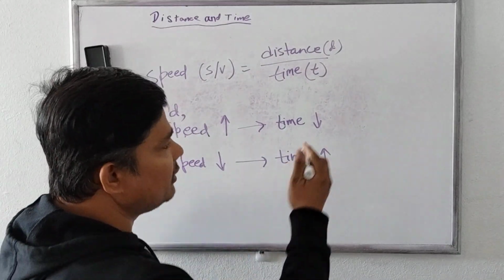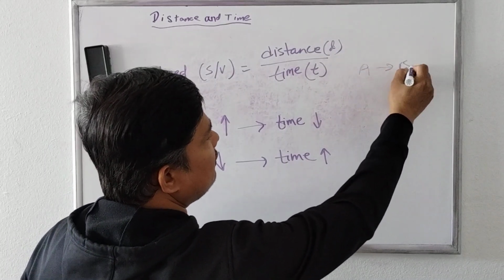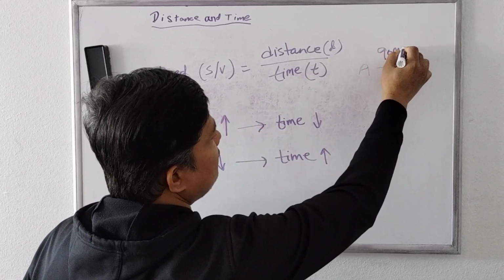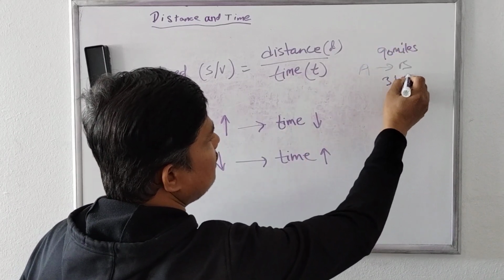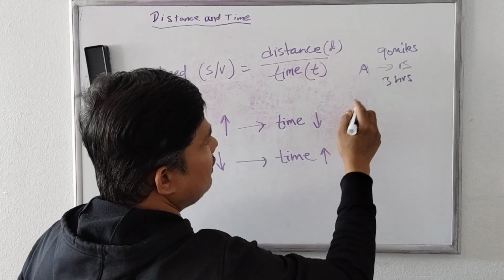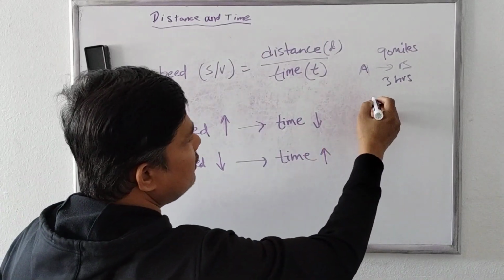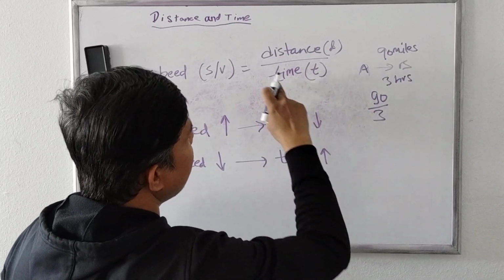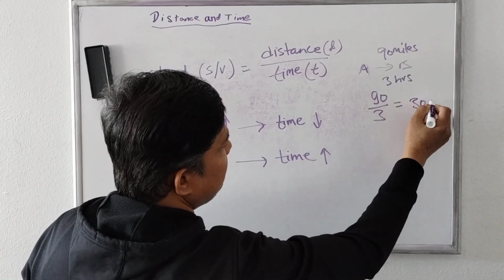Let's say one example: a car is going from place A to place B, and the distance between these two places is 90 miles. It took 3 hours to reach destination B from A. If I am asked what is the speed of the car, how many miles? 90 miles. And how many hours? 3 hours. So I will divide distance by time, and that will give me the speed of that car.